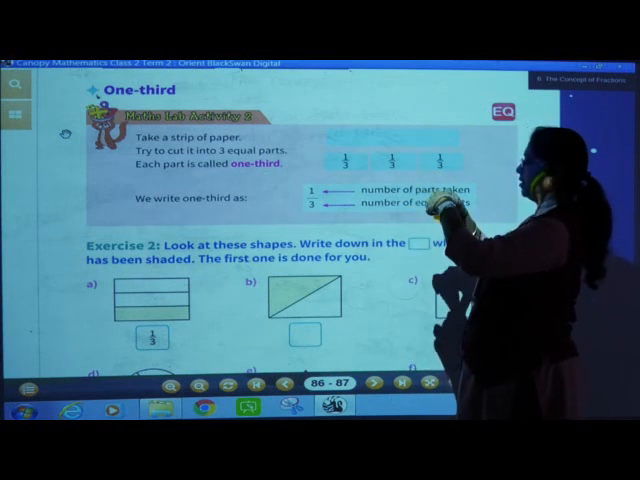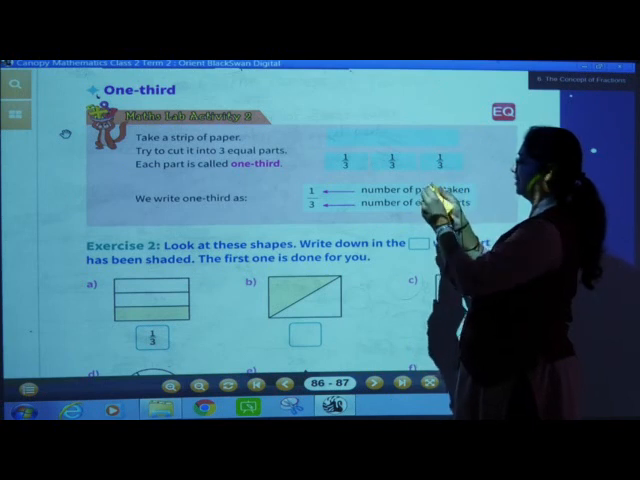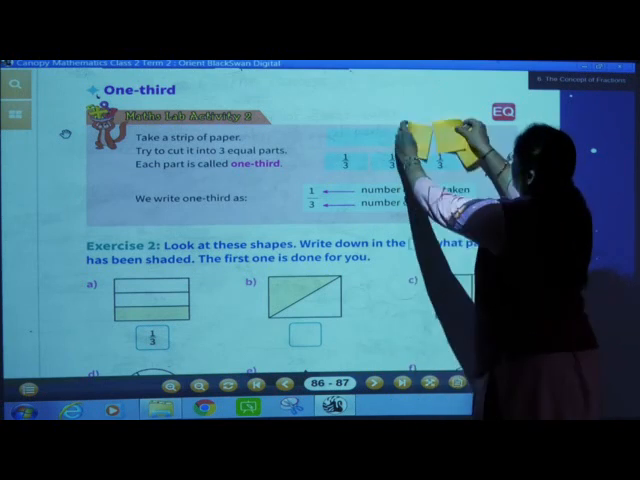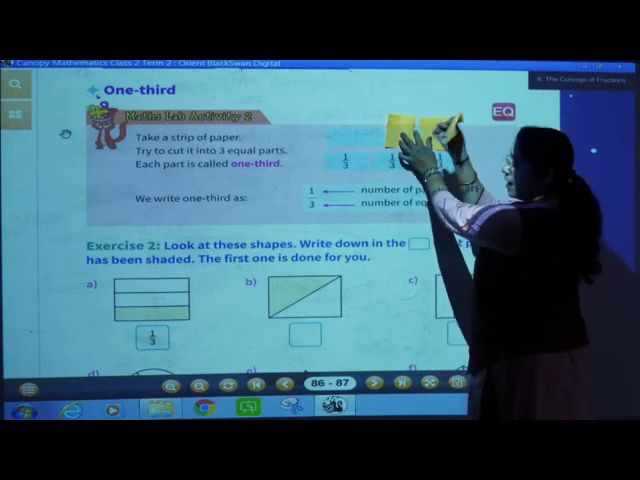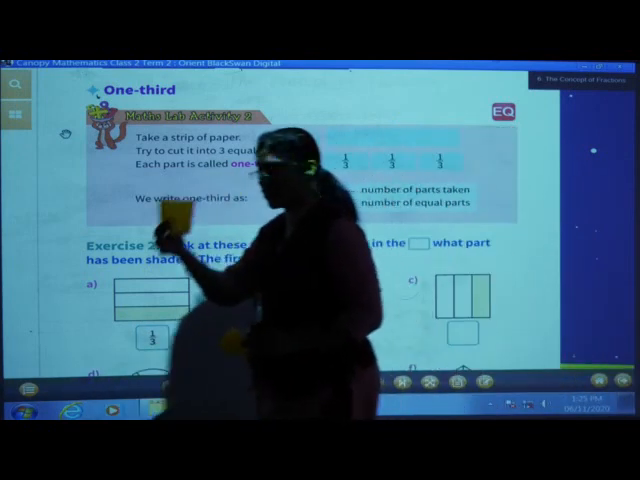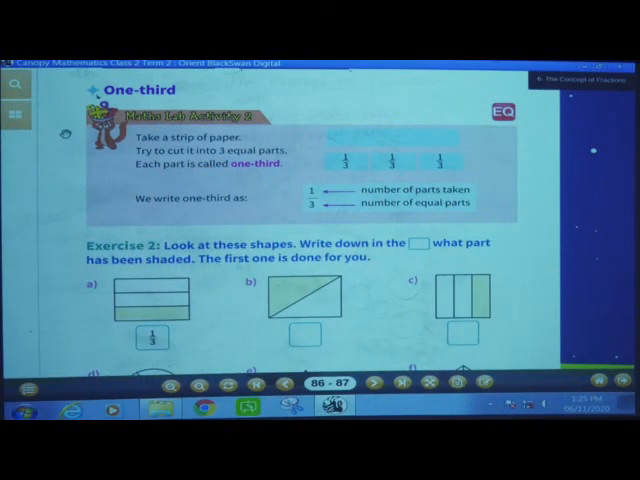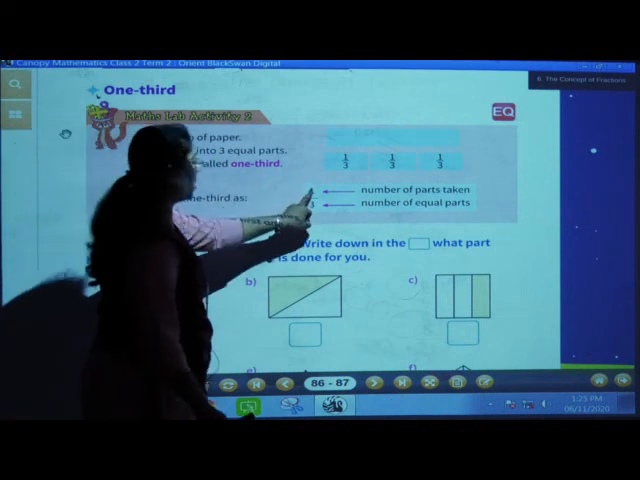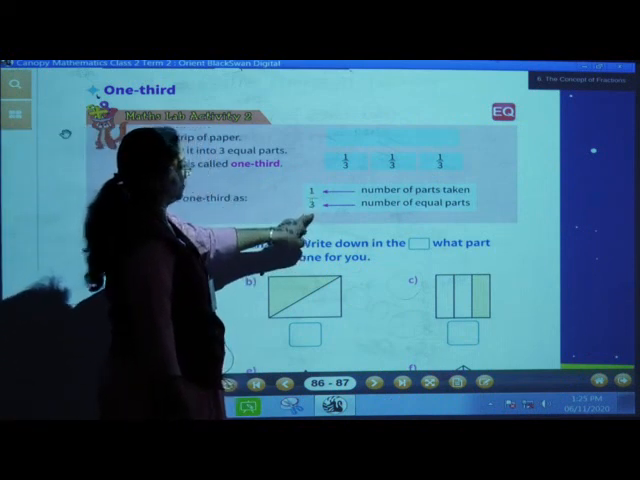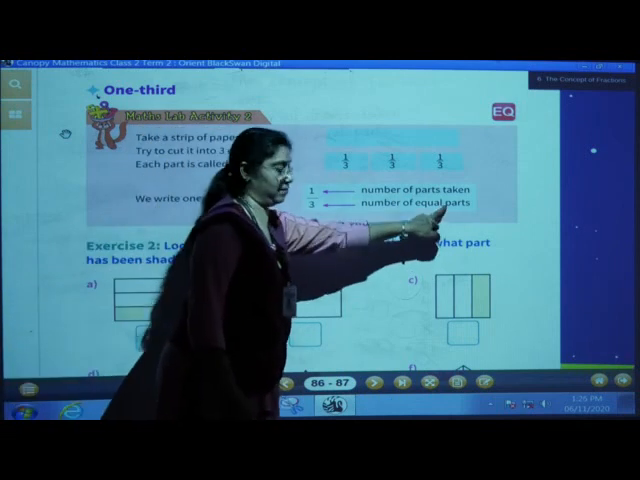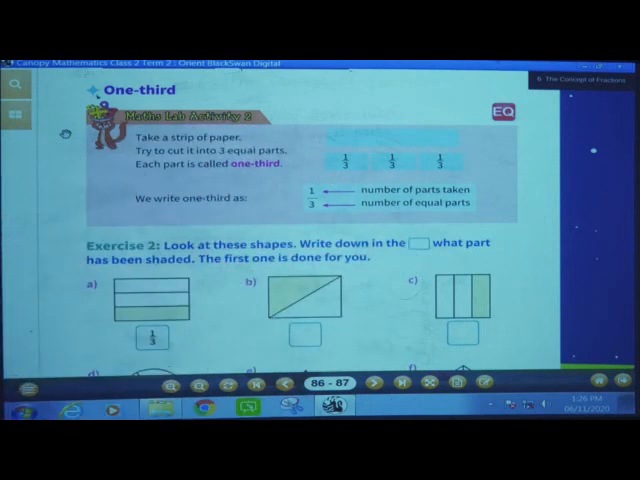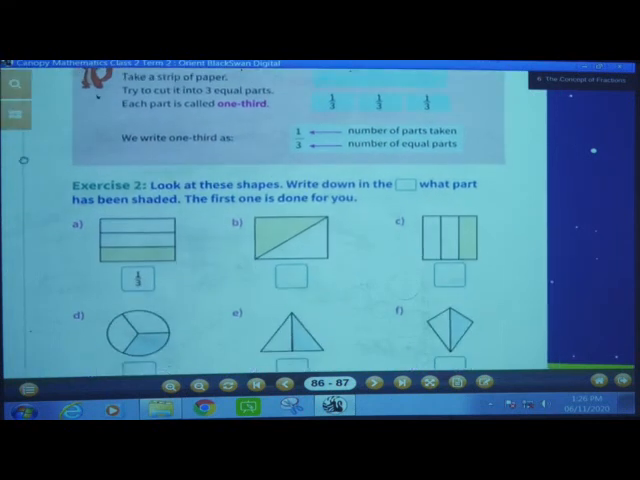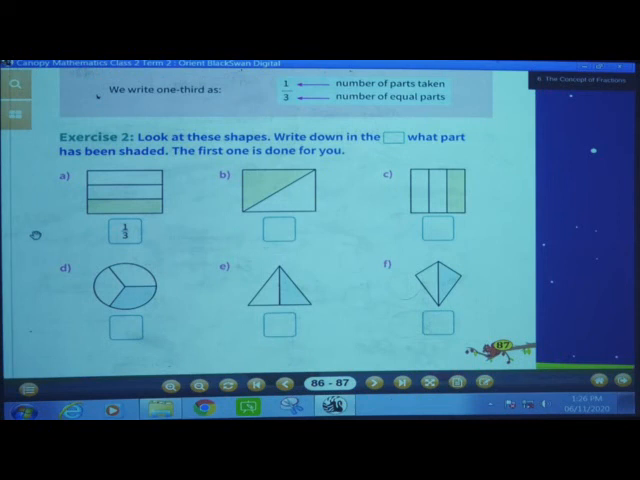One part, this is second part. See, one, this is second and this is third. Means each part is called 1/3, and it is written as 1/3. 3 means number of equal parts and 1 means number of parts taken. Understood?